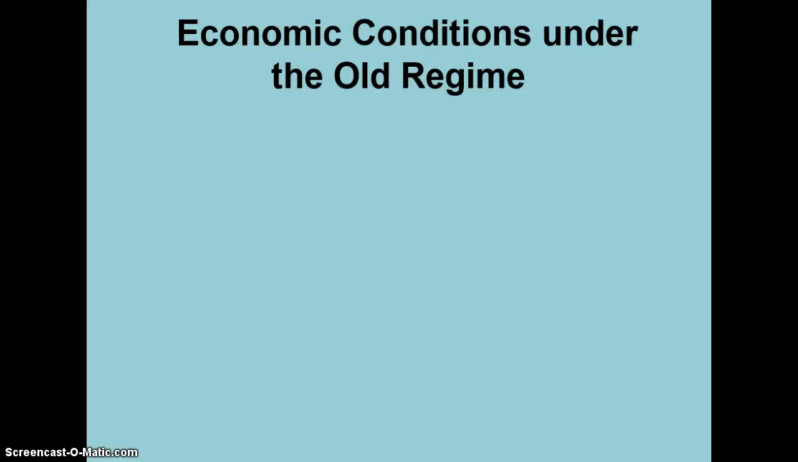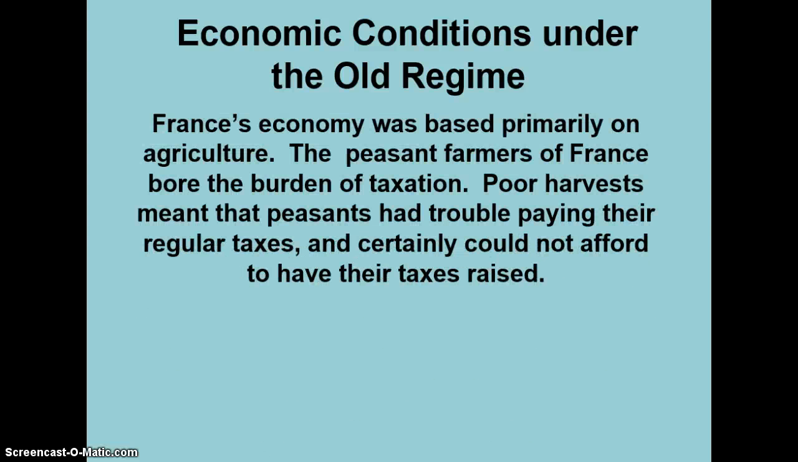Let's consider now the economic conditions under the old regime. When we consider how sharp the contrast was between the three classes within society, and that the third class made up some 25 million or almost 90% of the population, we consider that the economic conditions for most of the people of France must have been quite terrible. Well, at the time, France's economy was based primarily on agriculture. They did not have a revolution where there's a large degree of manufacturing based on machines that were created. Basically, peasant farmers of France created most of the agricultural products, and they bore most of the burden of taxation.